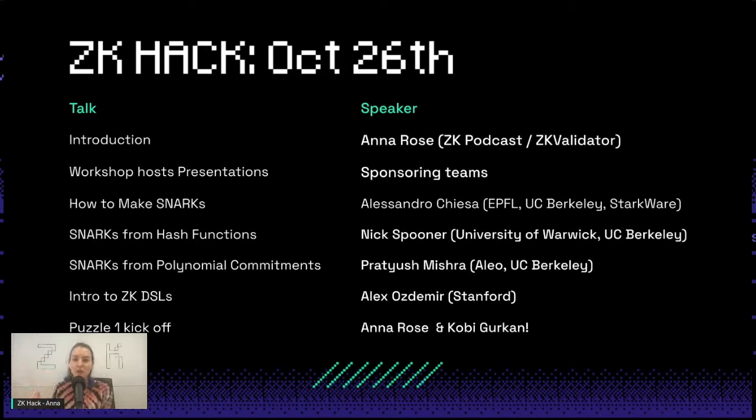After this, we're doing workshop host presentations. So this is the sponsoring teams. Then we're going to be hearing from Alessandro Chiesa on how to make snarks, snarks from hash functions with Nick Spooner, snarks from polynomial commitments with Pratyush Mishra, and then an intro to ZK DSLs with Alex Ozdemir.